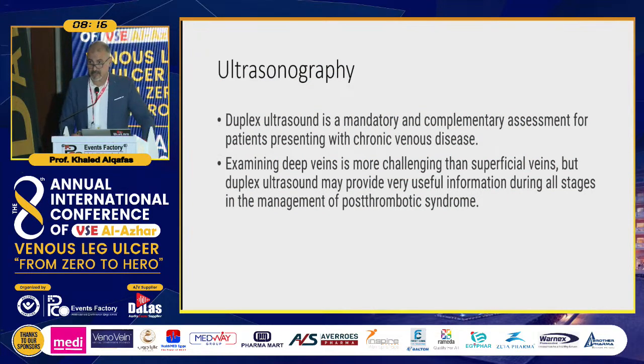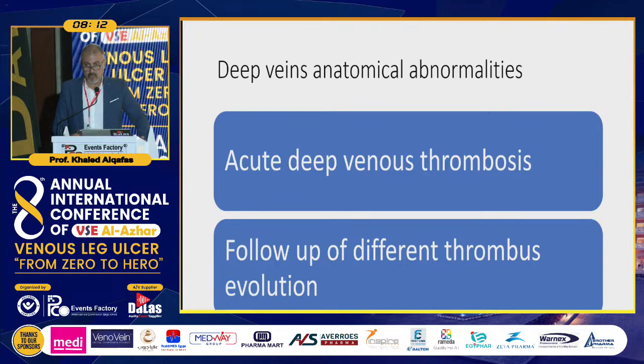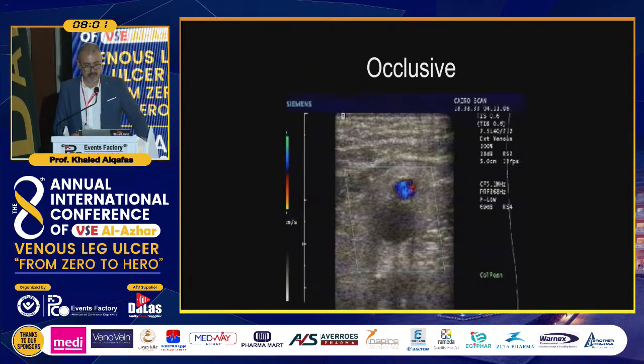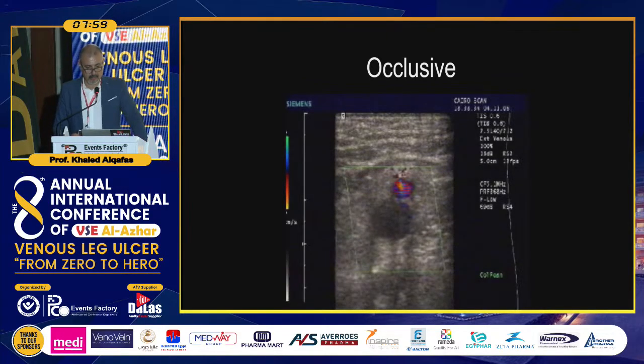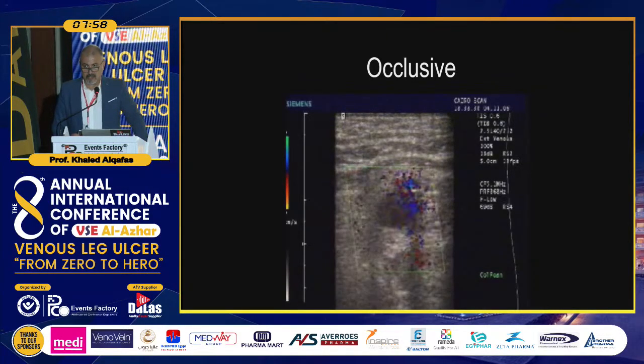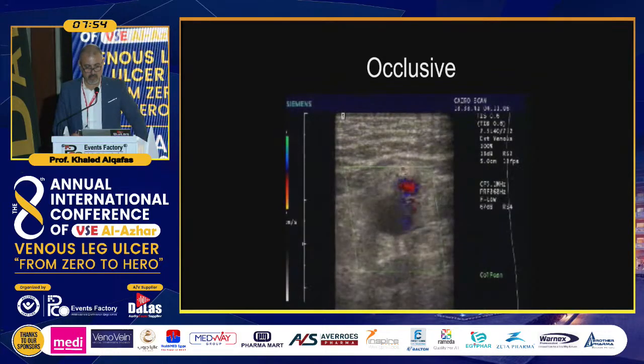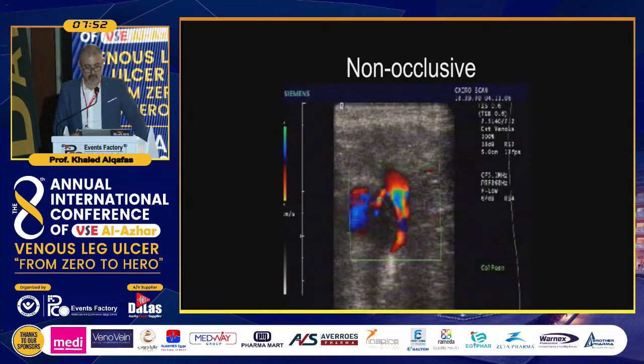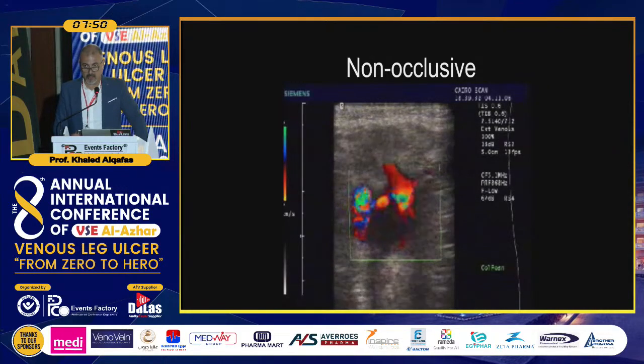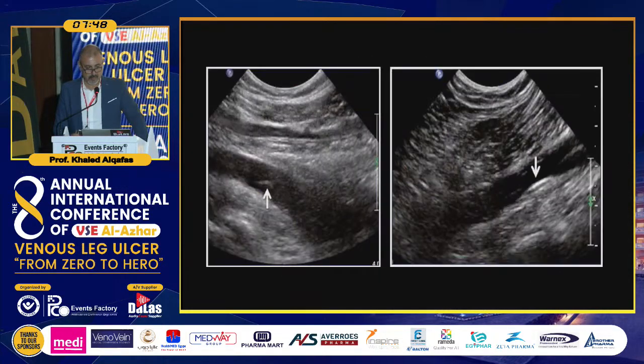Ultrasonography is a mandatory test in examination of patients suffering from PTS. We use ultrasound to assess the deep venous anatomic abnormalities, either acute deep venous thrombosis or following up the different evolutions of this thrombus. Here's an ultrasound image showing the vein is distended by acute thrombosis with loss of compressibility, occlusive thrombus. Here's a non-occlusive thrombus showing flow around the acute thrombus within the vein.